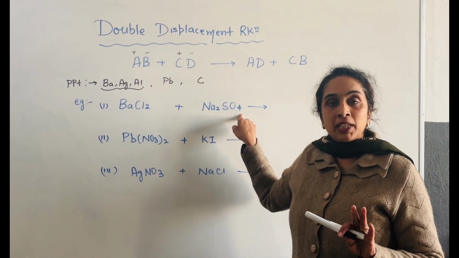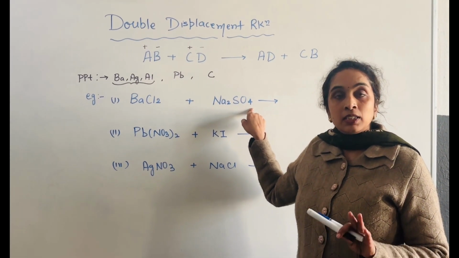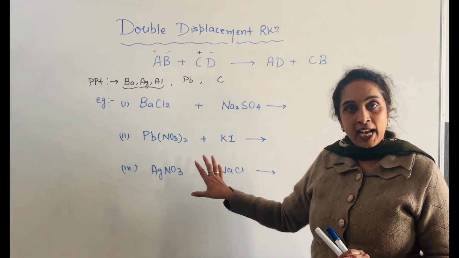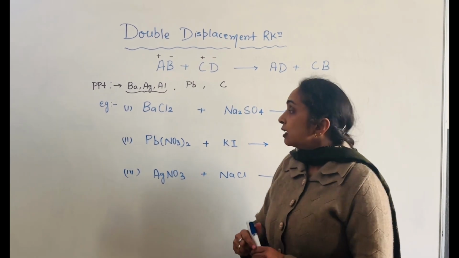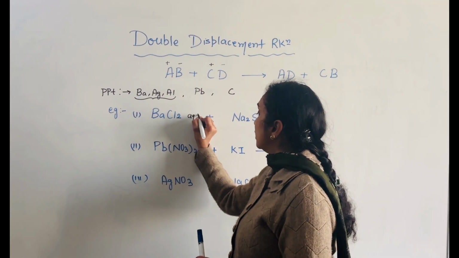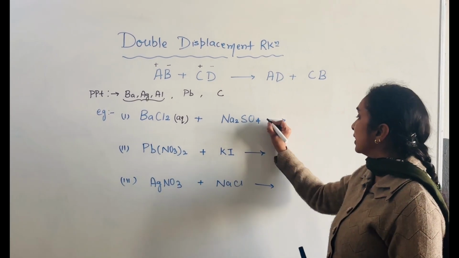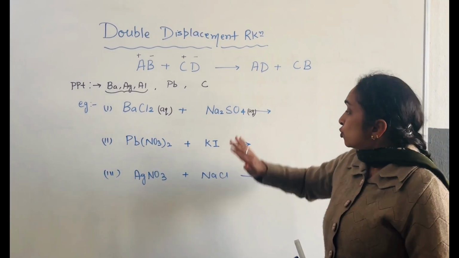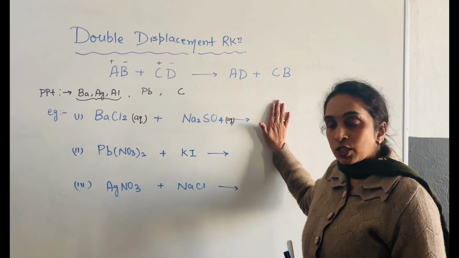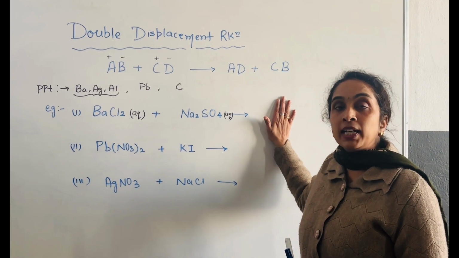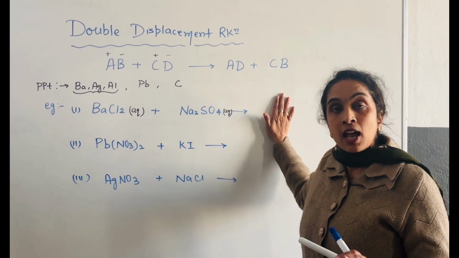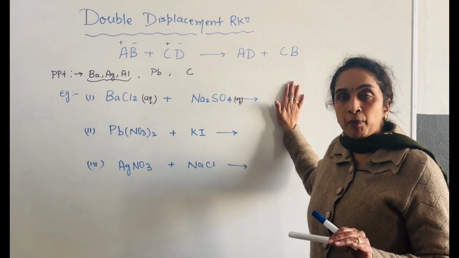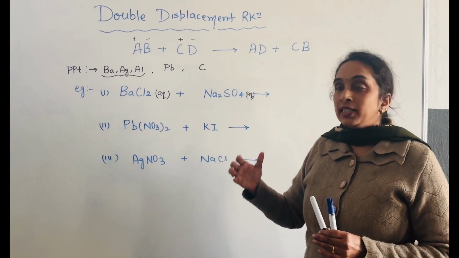The first problem is that we have to write the physical state of the reactants and products. In this type of reaction, always and always the reactants are in their aqueous form. Both the reactants are aqueous. On the product side, one product forms a precipitate, in the solid state, and the other product is in aqueous solution. Again, students get confused about which one is solid.